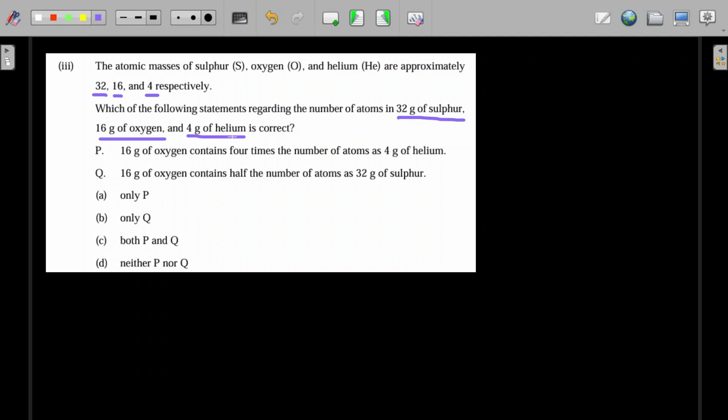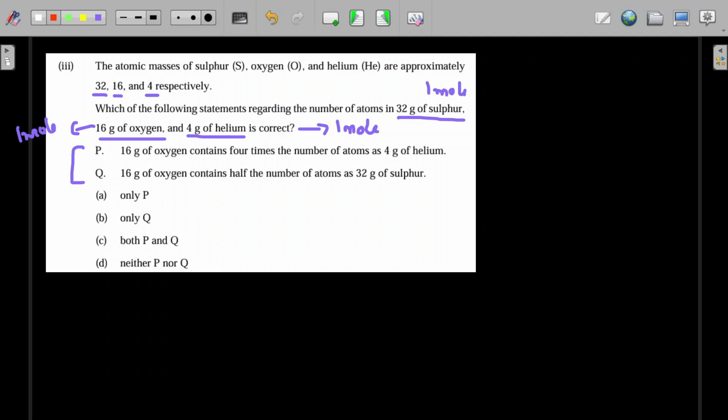Now very simple, again, what they have asked here. Which of the following statements regarding the number of atoms? So two statements are given. So which statement will be correct? So first of all, see, all will be how many moles? Find the moles first. 32 gram means 1 mole, because it is atomic mass. 16 gram is also 1 mole. 4 gram is also 1 mole. Okay? Now you can tell the answer.